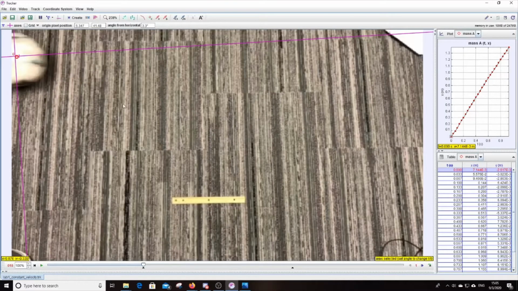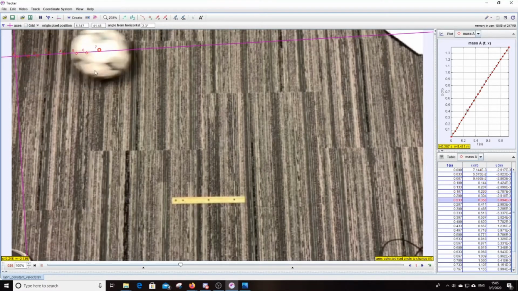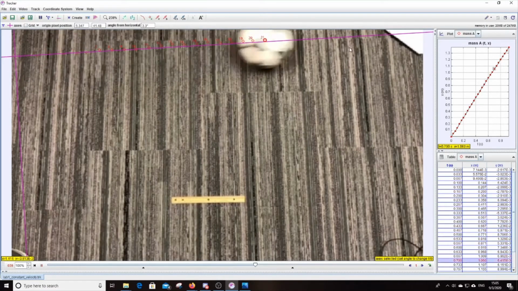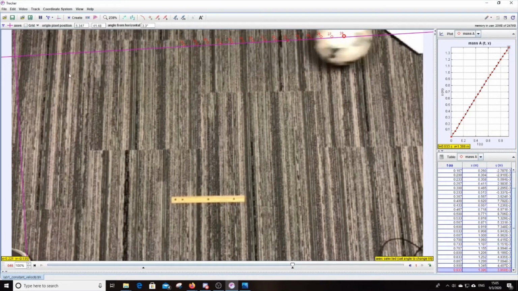So this is my motion in Tracker. As you can see, the ball rolls along the flat plane in a pretty much straight line. I opted to have the ball move in the positive x direction because that seemed like the most intuitive thing for me. And I rotated my axes a little bit so that the ball would have as one-dimensional motion as possible. So it ended up being a rotation of 3.3 degrees above the horizontal.